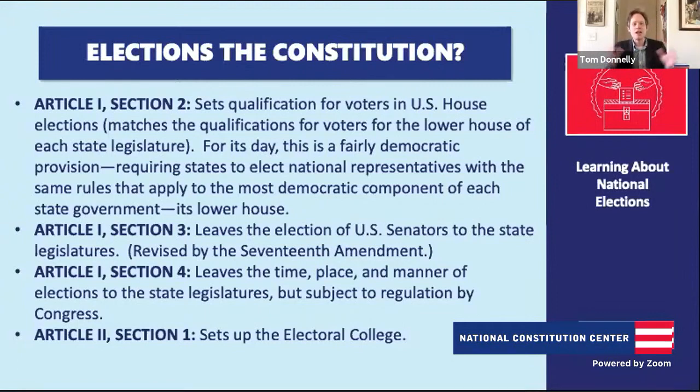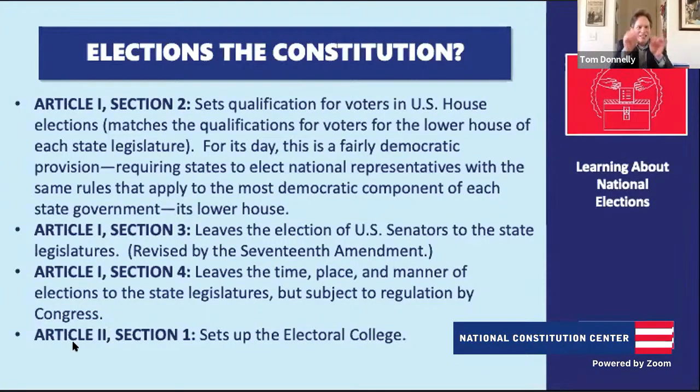There's Article 1, Section 2, which talks about how elections will work in the U.S. House of Representatives. It sets the qualifications in those sorts of elections. Article 1, Section 3 does the same for United States senators. Article 1, Section 4 is really, really important because it tells us that the time, place, and manner of elections is generally left to state legislatures, but as a backstop, Congress has some power to also step in and regulate. And then finally, we're going to spend a lot of time on the Electoral College. It's originally written there in Article 2, Section 1.